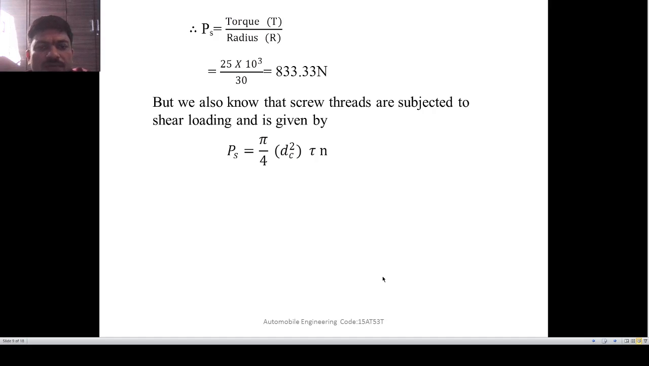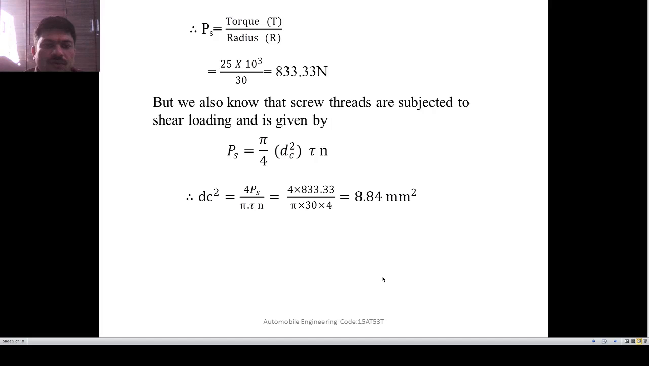Dc square is equal to 4 into PS divided by pi into tau into n. Put the value and find out dc square. Just check how much value you are getting. So after substitution, we are getting 4 into 833.33 divided by pi into 30 into 4, which is nearly 8.84 mm square.